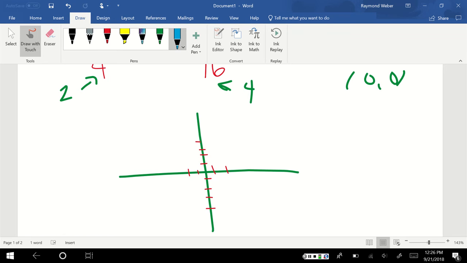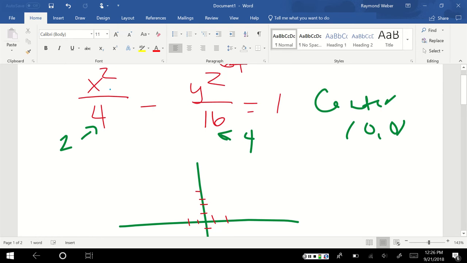Now, unlike with ellipses, I'm not going to have 4 dots. I'm only going to have 2. And I always put them on whatever axis is first. So in this case, x is first, so they're going to go here. If y had been first, this would have been vertical.